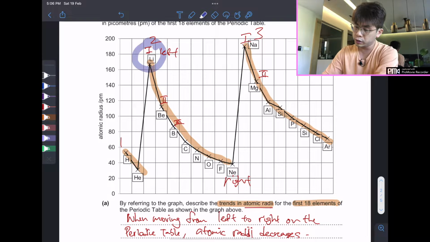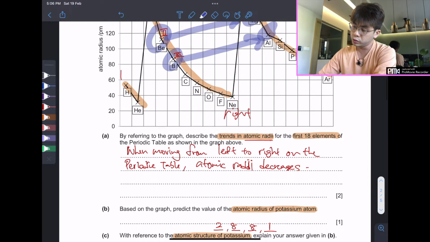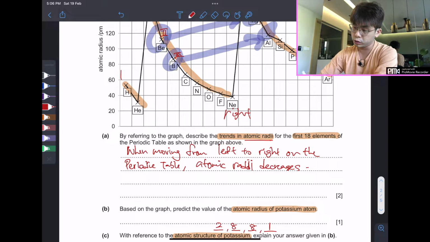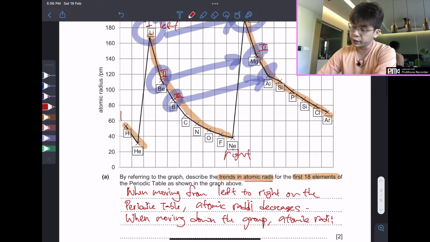Group 1 is here, group 1 is here, there seems to be an increase. Let's say this group 2 is here, group 2, oh, there also seems to be an increase. Group 3 also seems to be an increase. So this is what we call moving down the group, down the column. So let me write this: when moving down the group, atomic radii, and we can see over here the atomic radii increases.